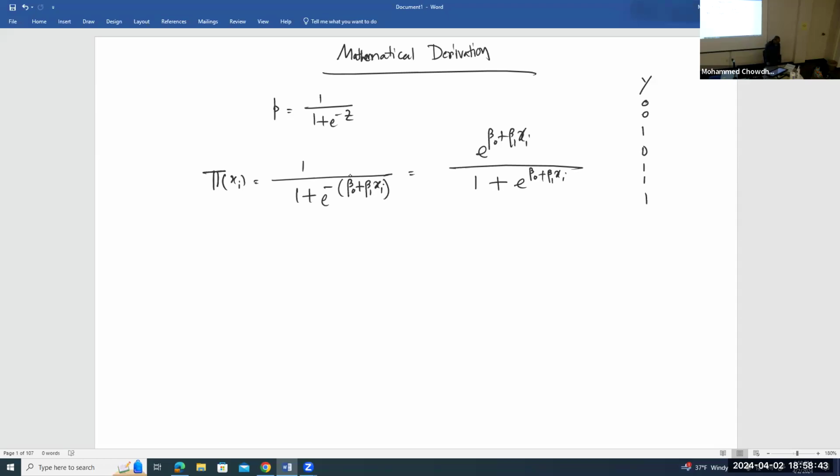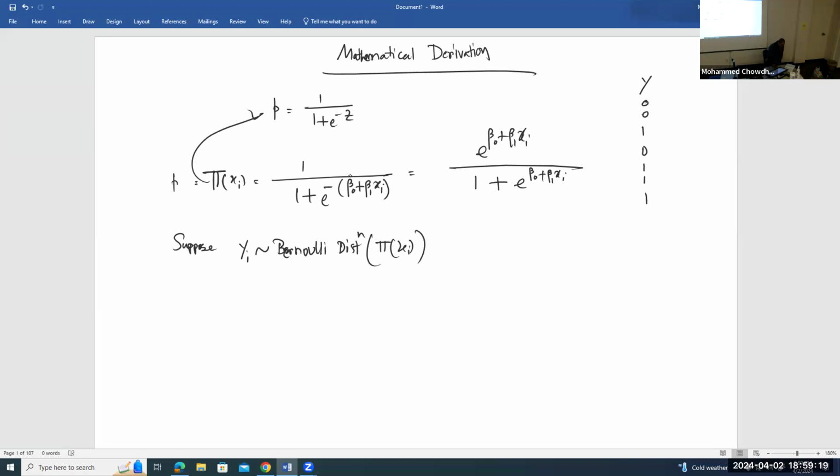So now suppose yi follows the Bernoulli distribution with parameter phi of xi. Remember, this is equal to p. This is actually coming like that. This is equal to p. So it has a Bernoulli distribution with this parameter.